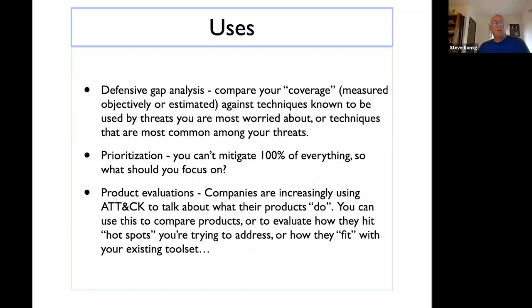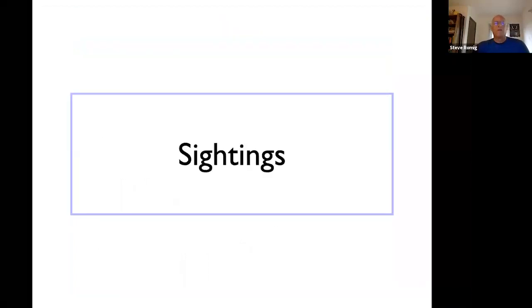And then finally, product evaluations. Companies are increasingly using MITRE ATT&CK to describe what their products do, and we can use this to compare products or evaluate how they fit with the various weaknesses that we have in our coverage, or see where they overlap with our existing coverage. And MITRE is actually using this to produce product evaluations, which we'll talk about in a bit.